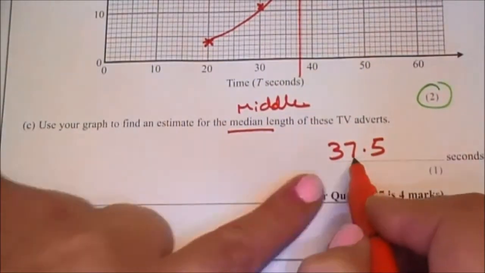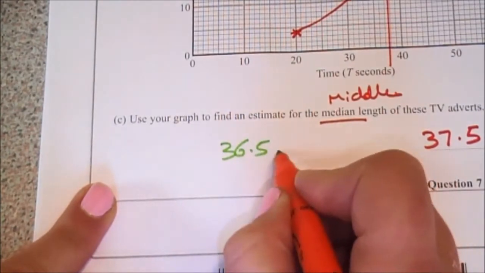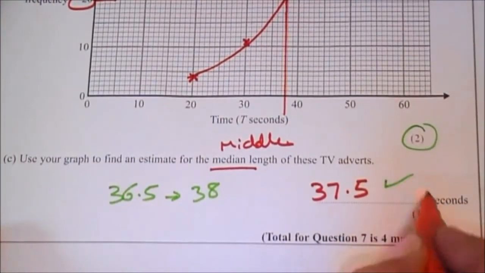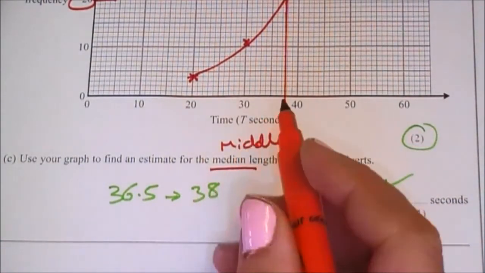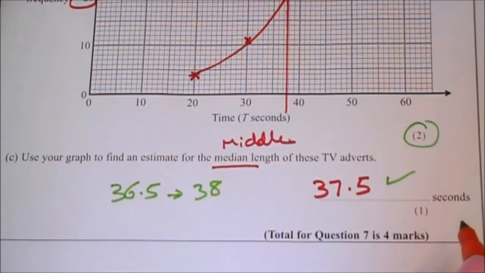For the median, I've got 37.5. The mark scheme allows anything from 36.5 up to 38. So mine's correct. The reason they do that is because different people's graphs will be slightly out. And that's just a 1 marker.